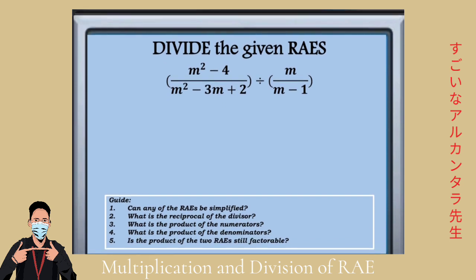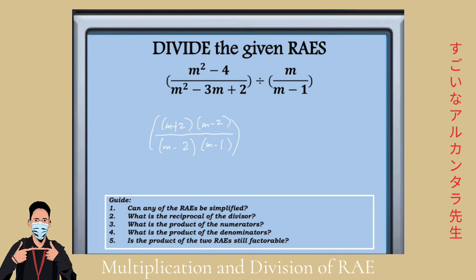We have a difference of two squares in our m squared minus 4. So let's factor that out. This will be m plus 2 times the quantity m minus 2. Our denominator is a general trinomial. Think of factors of 2 that if you add them, it's equal to negative 3. That's basically m minus 2 and m minus 1.